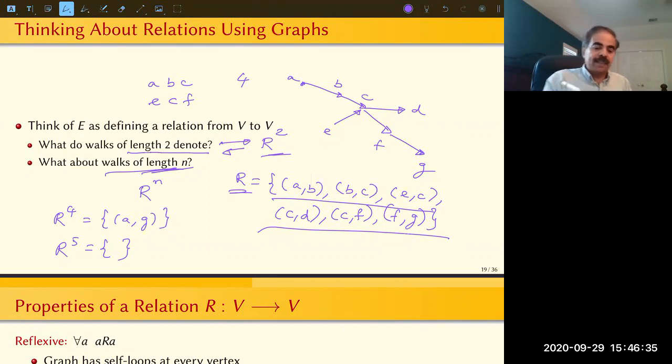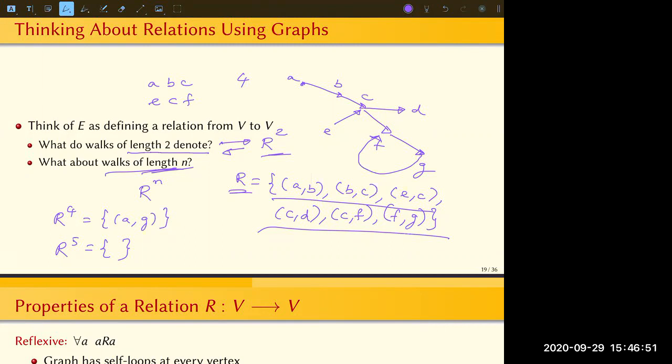So now what happens if I add an edge like this? Then what's going to happen? What's going to be in R to the power 5? Would it be AF? Okay. AF, and what else?